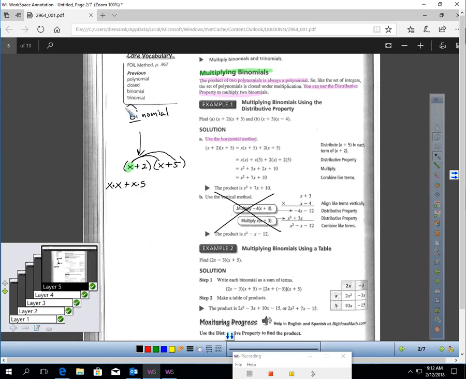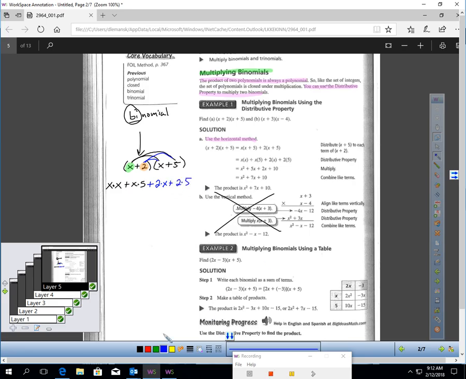Now, bi, there are two different distributings we have to do. I have to also distribute the 2. So let's do that now. I'll do that in blue pen. So now I have 2 times x, which is positive 2 times x, and then positive 2 times positive 5.